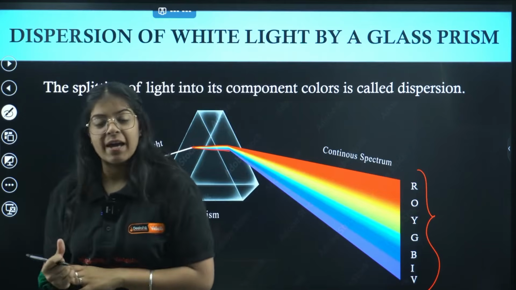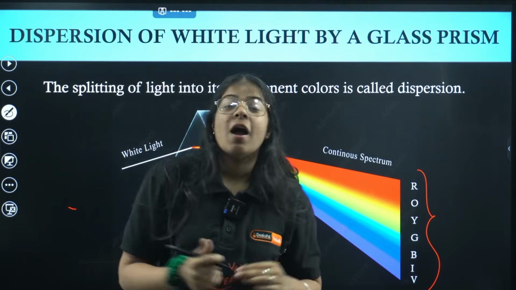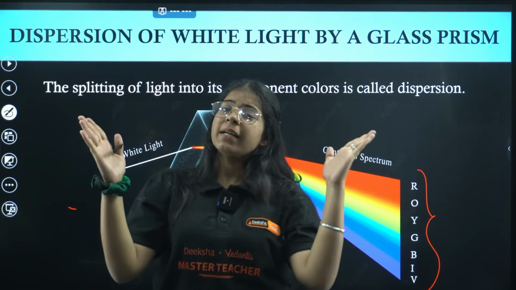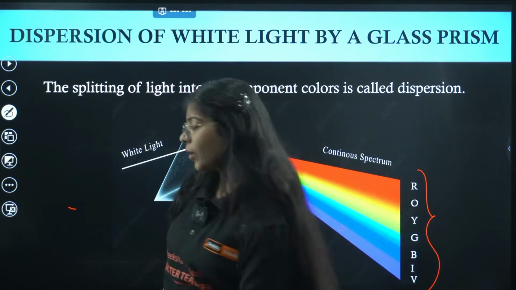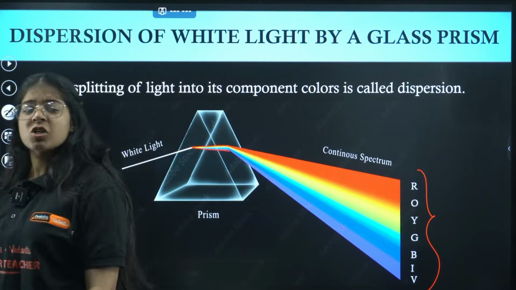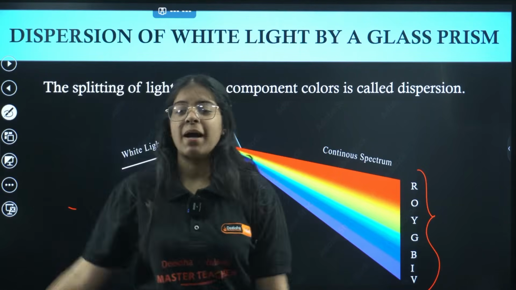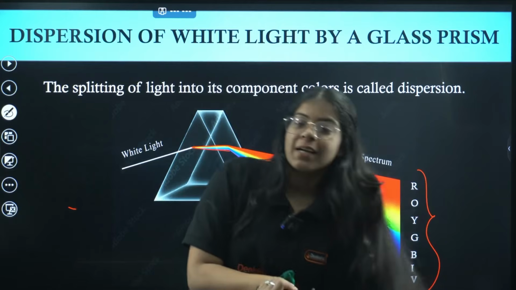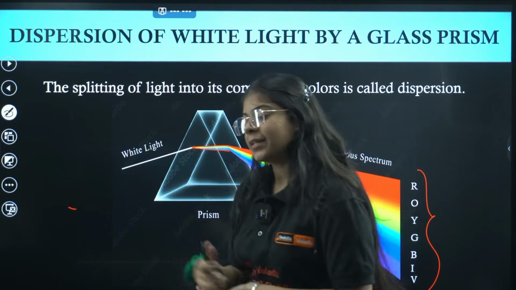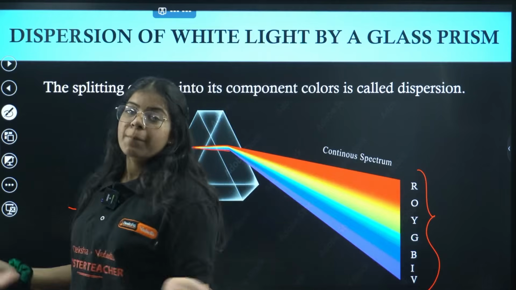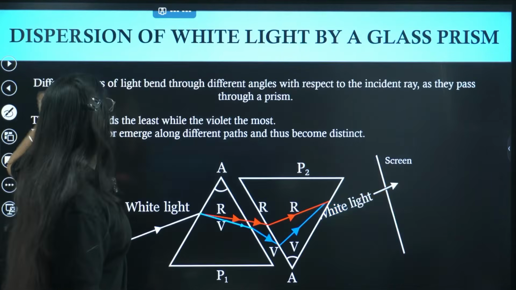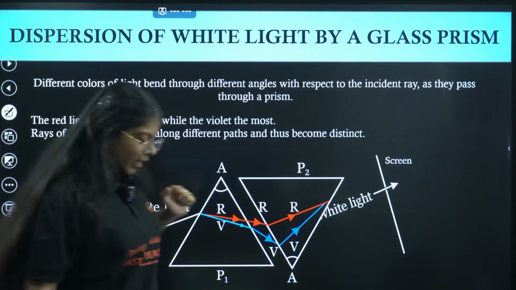And that is why, my friend, when you hit the prism with white light, it splits it into 7 colors. Okay, understood? This is called the dispersion of white light by a glass prism. The splitting of light into its component colors is called dispersion, and these 7 colors are called the component colors of white light.